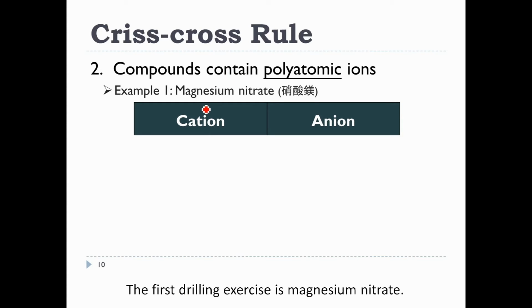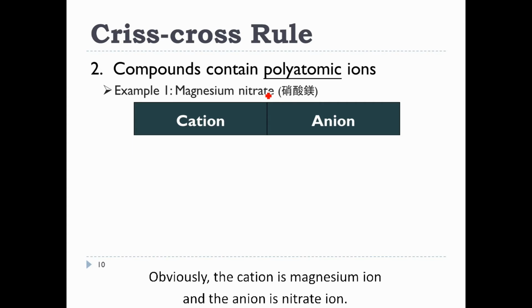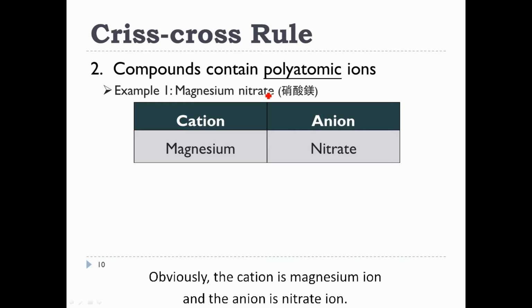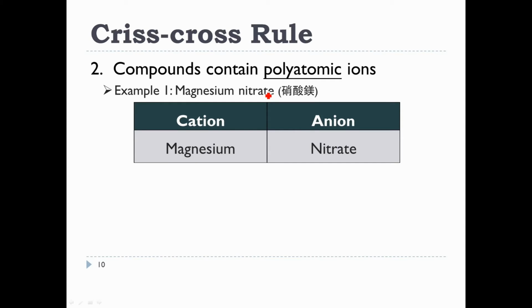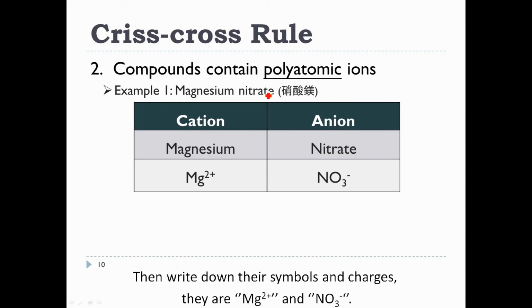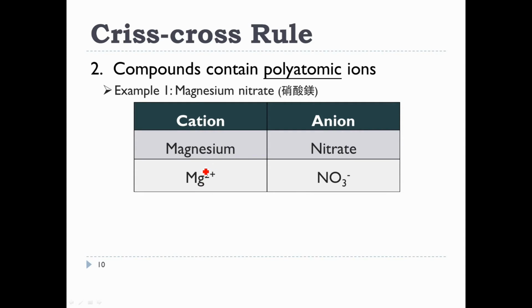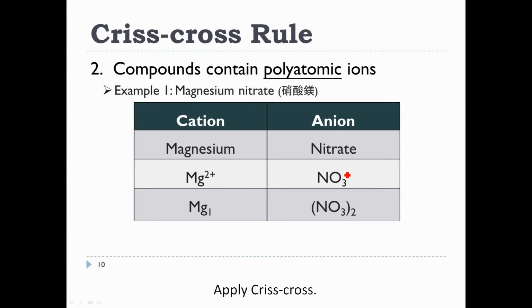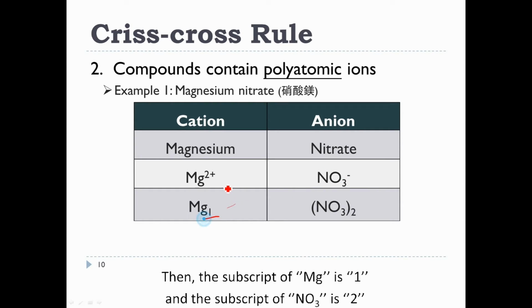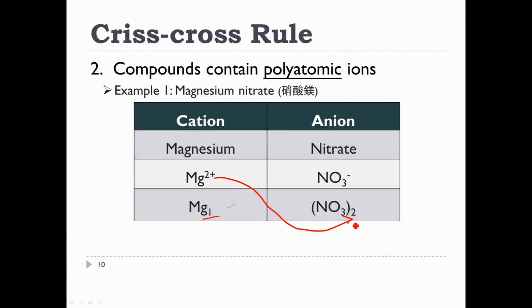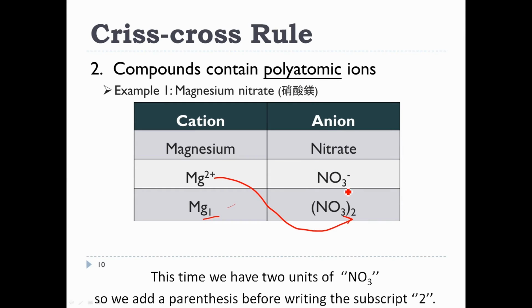The first drilling exercise is magnesium nitrate. Obviously, the cation is the magnesium ion, and the anion is the nitrate ion. Then write down their symbols and charges. They are Mg2+ and NO3-. Apply criss-cross. Then, the subscript of Mg is 1, and the subscript of NO3 is 2. This time we have 2 units of NO3, so we add parentheses before writing the subscript 2.